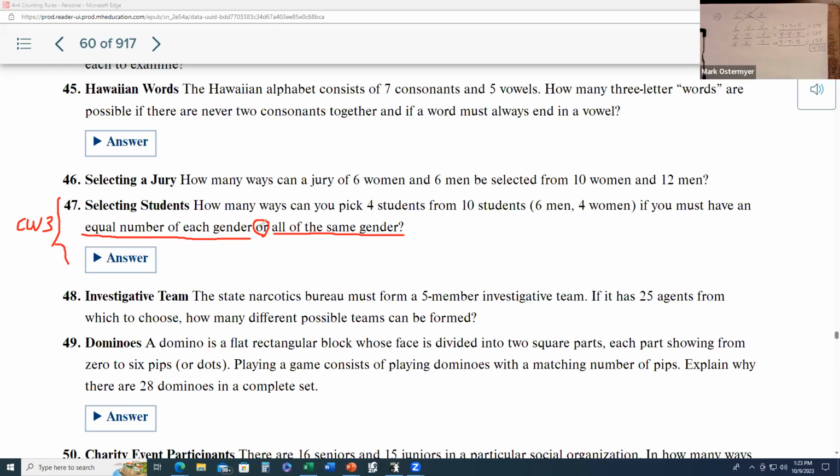It does not look like order matters here. All right, there's a little hint. Go ahead and do that one there, number 47.